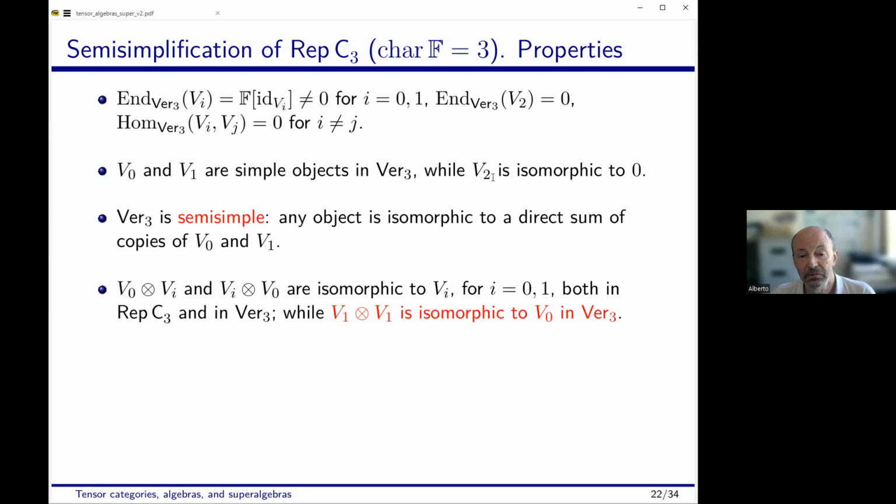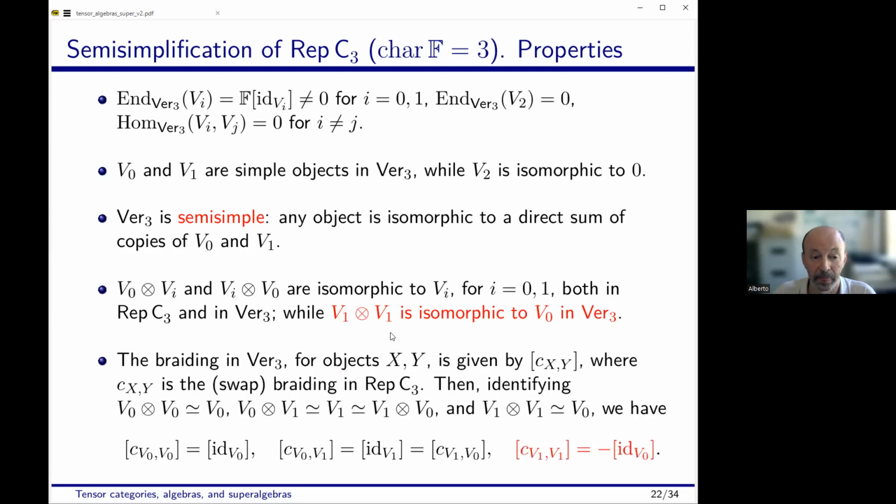And now, with respect to the tensor product, well, V0 acts as the unit object, but V1 tensor V1 is no longer isomorphic to V0 plus V2. Well, it is isomorphic to V0 plus V2, but V2 is 0 now. So V1 tensor V1 is isomorphic to just V0 in the semi-simple category.